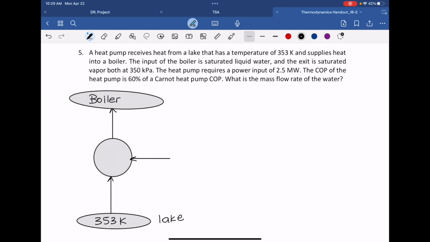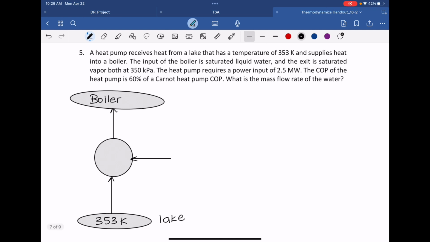What is the temperature of that boiler? We don't know. Okay, so now what does it say in the problem statement? The power input required is 2.5 megawatts to achieve this. That means take the heat and dump it to the boiler. Okay, we clearly identified the heat interactions too.